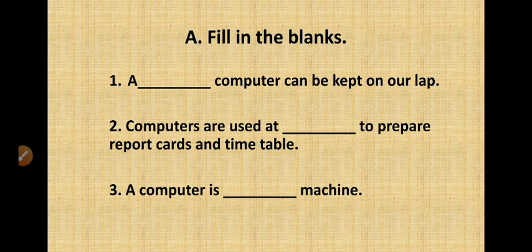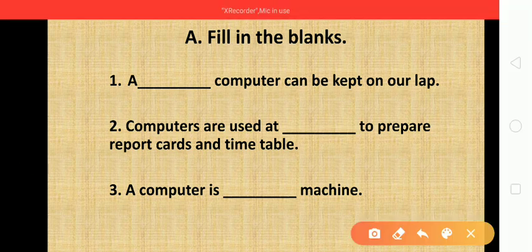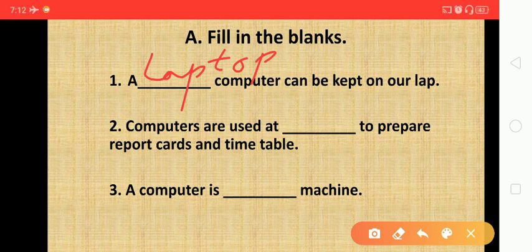So first, which one? The options are given in the book, so you can find them there. First is laptop, second is desktop, and third is tablet. You know very well our answer is laptop. Laptop will be our answer, so make sure about your spelling.